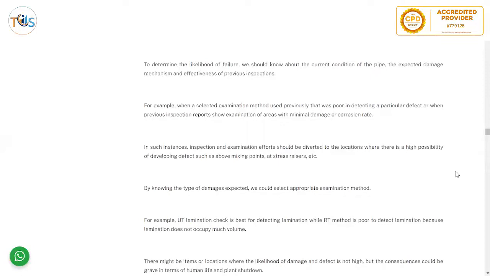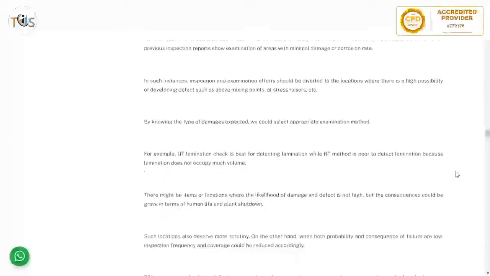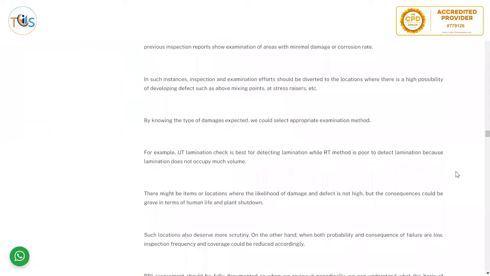To determine the likelihood of failure, we should know about the current condition of the pipe, the expected damage mechanism, and the effectiveness of previous inspection. For example, when a selected examination method used previously was poor in detecting a particular defect, or when previous inspection reports show examination of areas with minimum damage or corrosion rate. In such instances, inspection and examination efforts should be diverted to the locations where there is a high possibility of developing defect, such as above mixing point at stress risers.